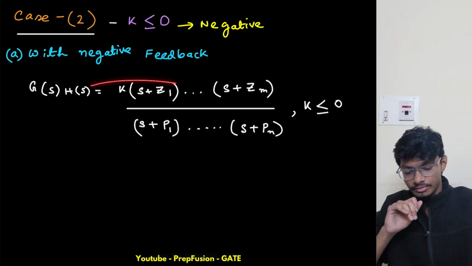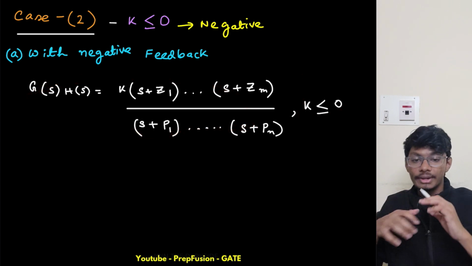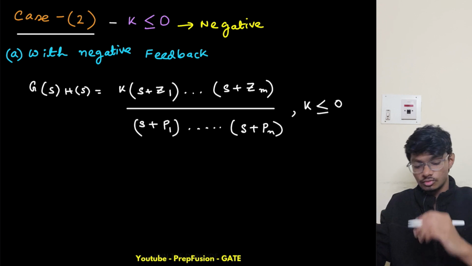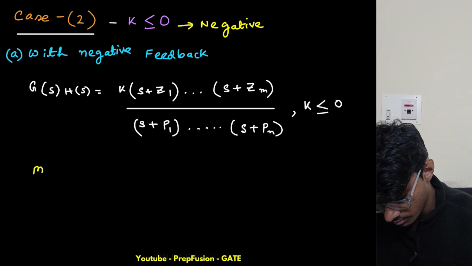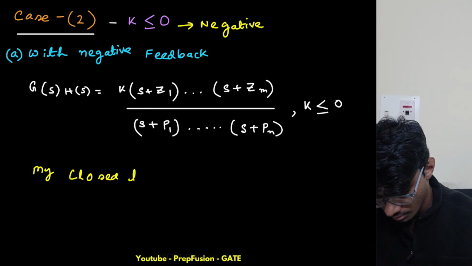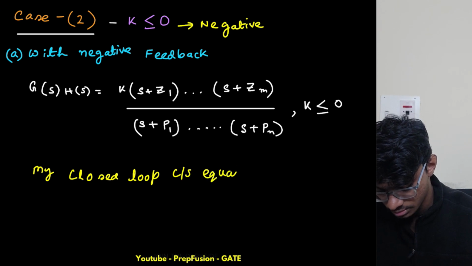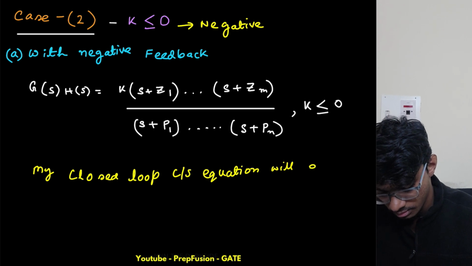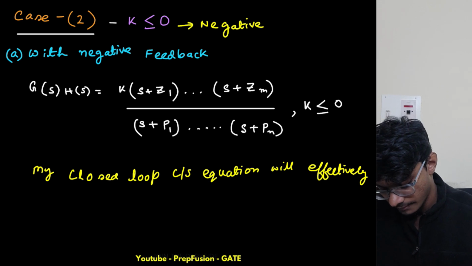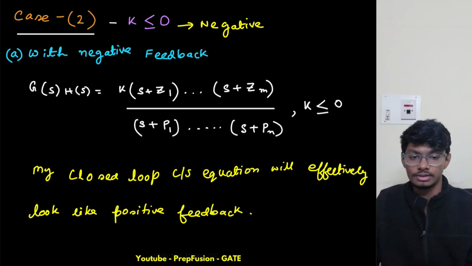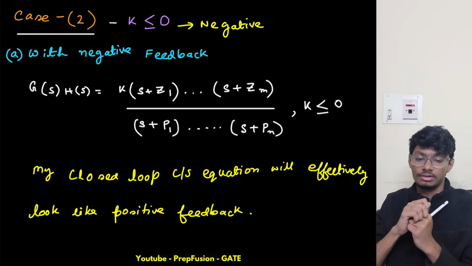So if my k is negative, with negative feedback, and this is the standard format of OLTF, my closed loop characteristic equation will effectively look like positive feedback, right? Why? We will see.